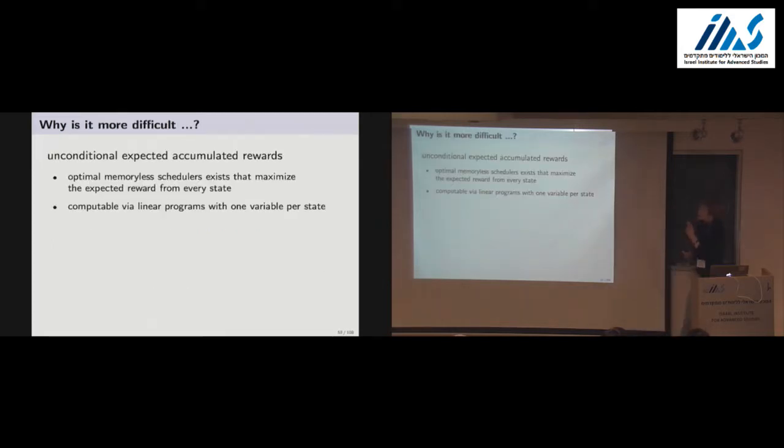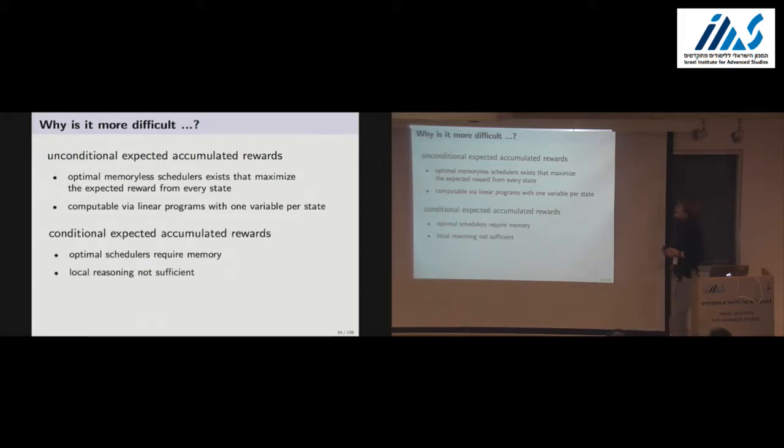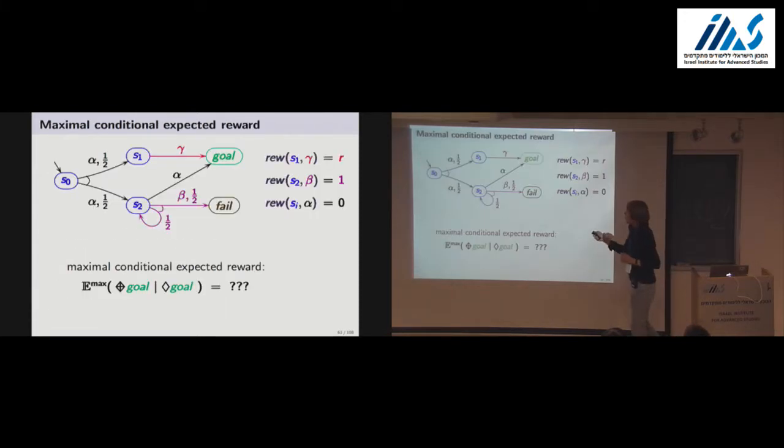Well, remember that for the unconditional expected accumulated rewards, you have seen that optimal memoryless deterministic schedulers exist, and they are computable efficiently using linear programs that have one variable per state. Now, in this conditional case, the world is completely different. Optimal schedulers might require memory, and you will see what I mean with that when we look at an example. Local reasoning is no longer sufficient.